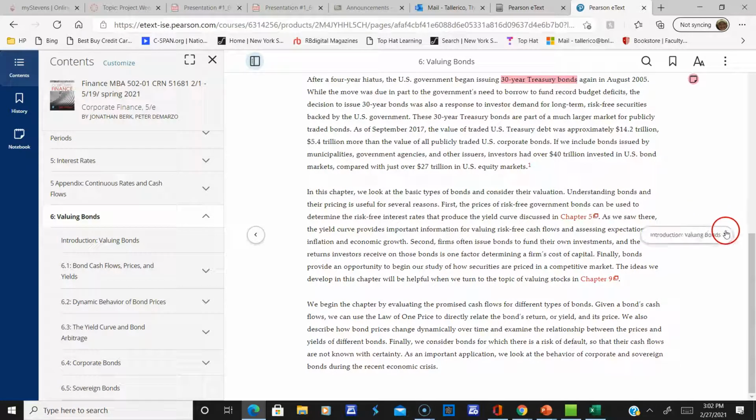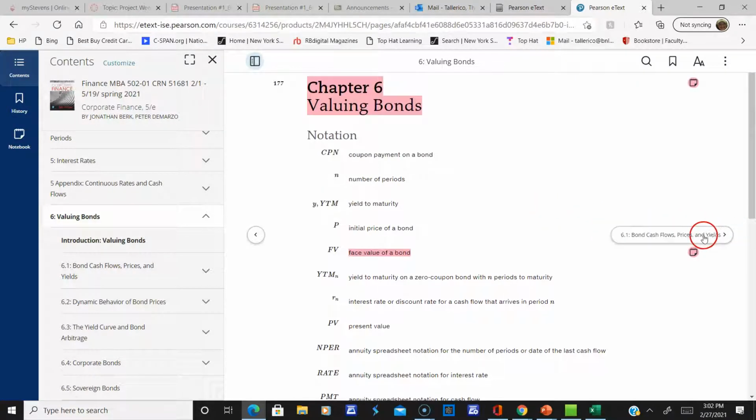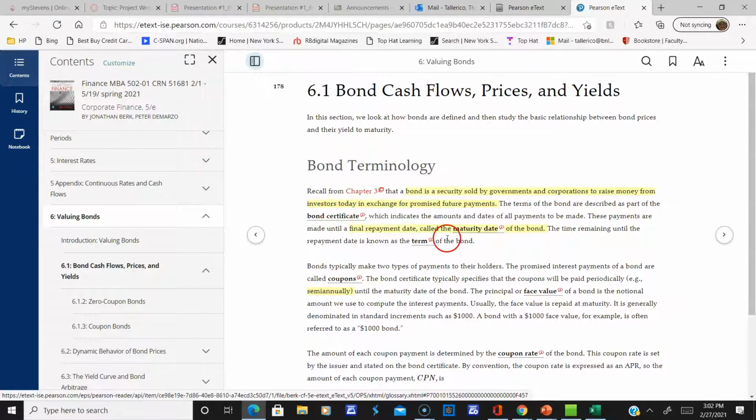And we're going to talk about the law of one price. So just for some bond terminology, when you buy a bond, there's a contract or an indenture, otherwise known as a bond certificate. And this has got a repayment date, and that's called a maturity date, when you get your money back, right? That's the term of the bond.